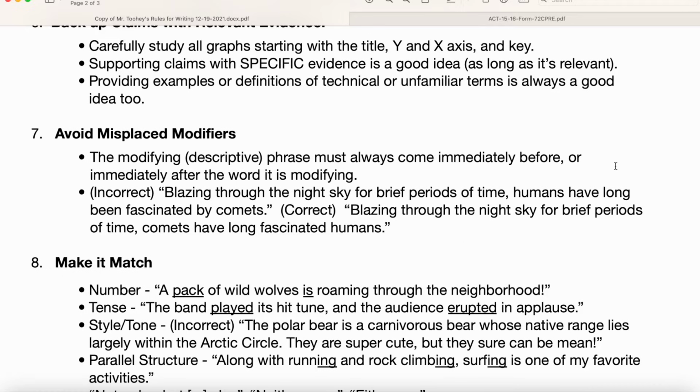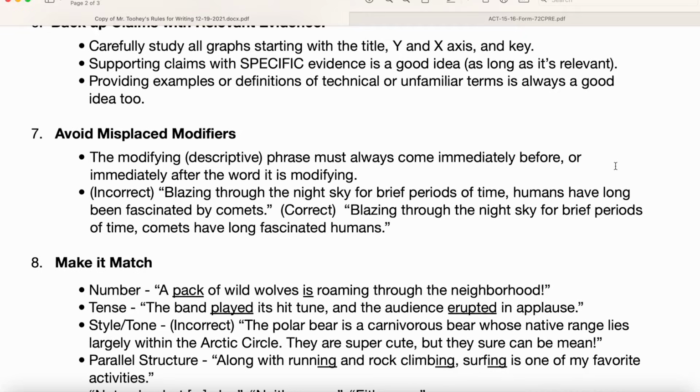If you see a descriptive phrase, that descriptive phrase needs to come immediately before or immediately after the word it's describing or modifying. And then I've got an incorrect example there. Are you looking at rule number 7? Do you see it? Yes, sir. Yeah, remember that example. "Blazing through the night sky for brief periods of time." So there's a descriptive phrase.